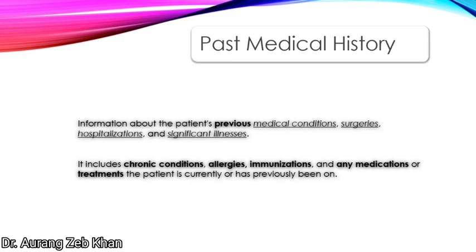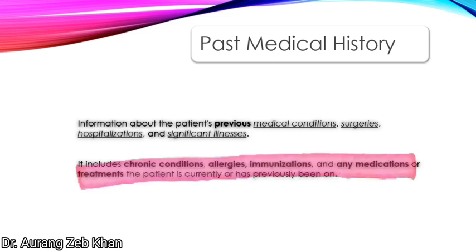The next step is to take past medical history and information about the patient's previous medical conditions, for example, hypertension, diabetes, bronchial asthma, any other chronic condition, any previous illnesses, surgeries, for example, if they have undergone appendectomy, cholecystectomy, any orthopedic surgeries, hospitalization, have they been admitted, when, how many times, what was the hospital admission course, what treatment was given to the patient, and what discharge plan was executed for the patient, and any other significant illness should be documented in the section of past medical history.